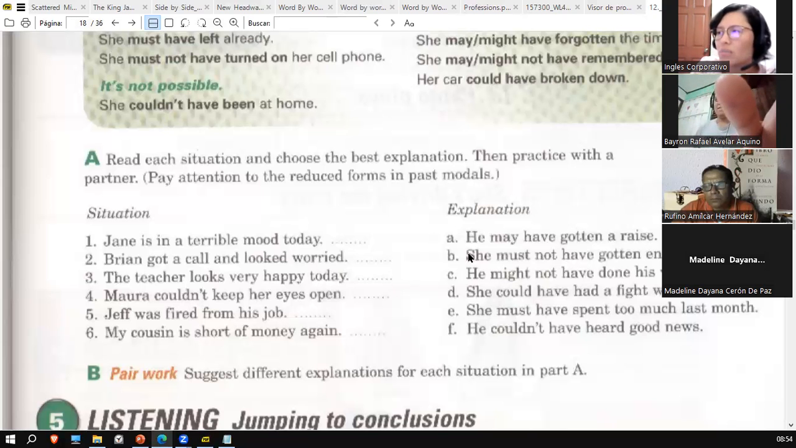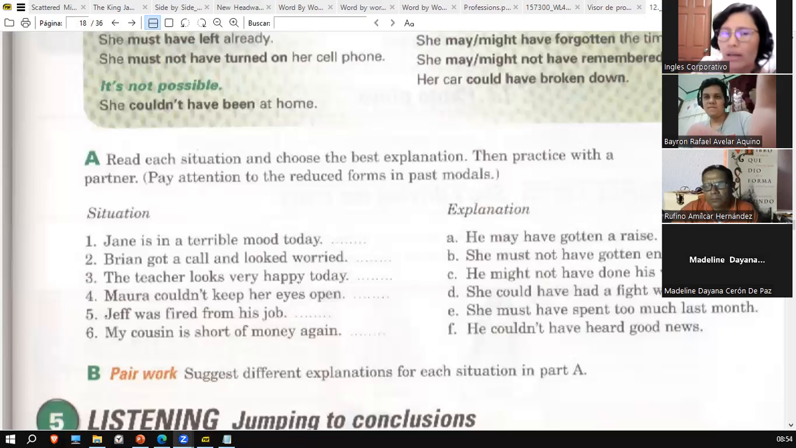Explanations: he may have gotten a raise. She must have not gotten enough sleep. He might not have done his work on time. She could have had a fight with her boyfriend. She must have spent too much last month, and he couldn't have heard good news, okay?